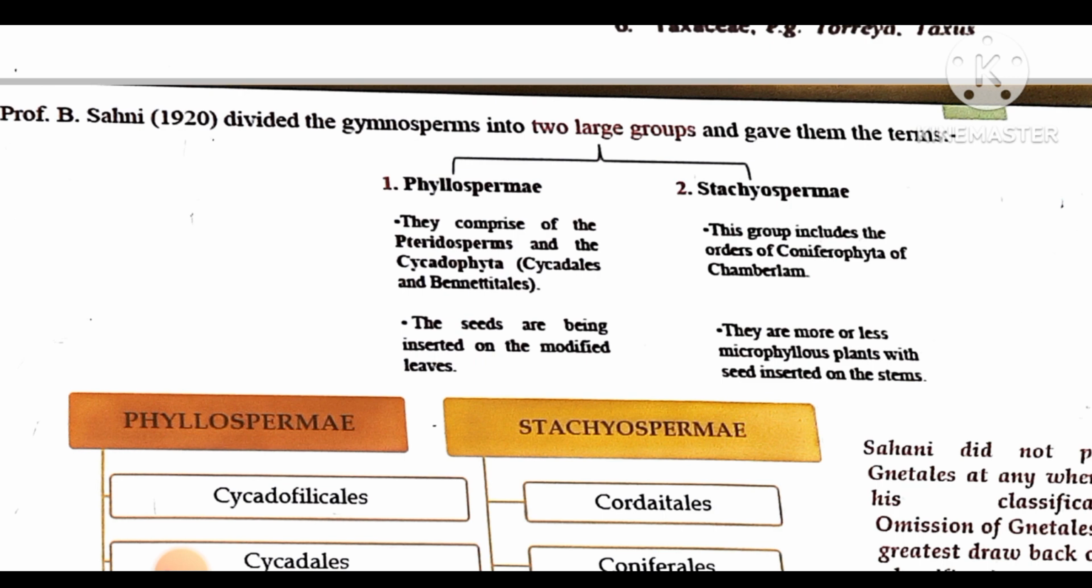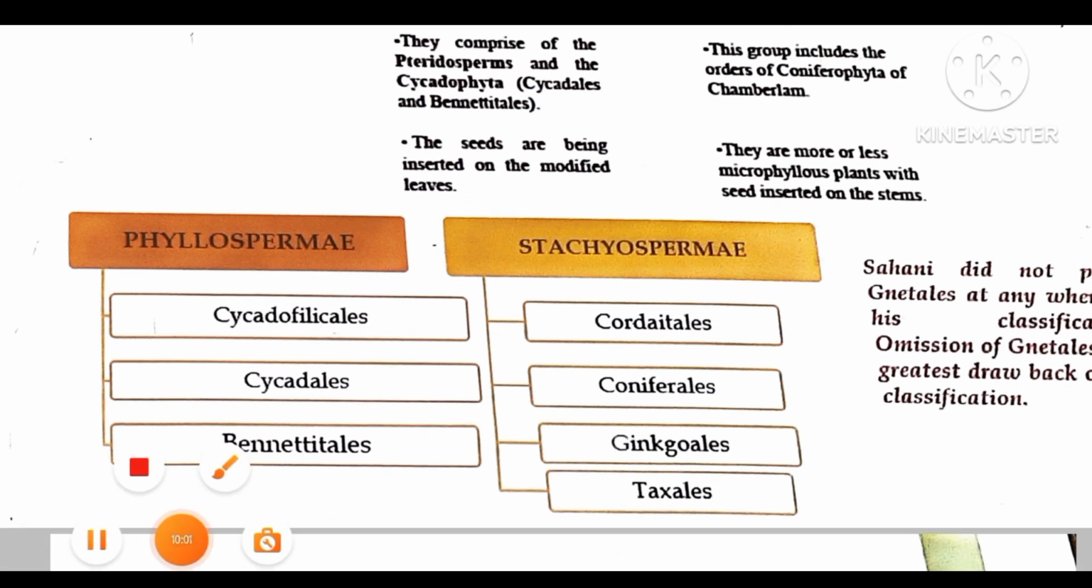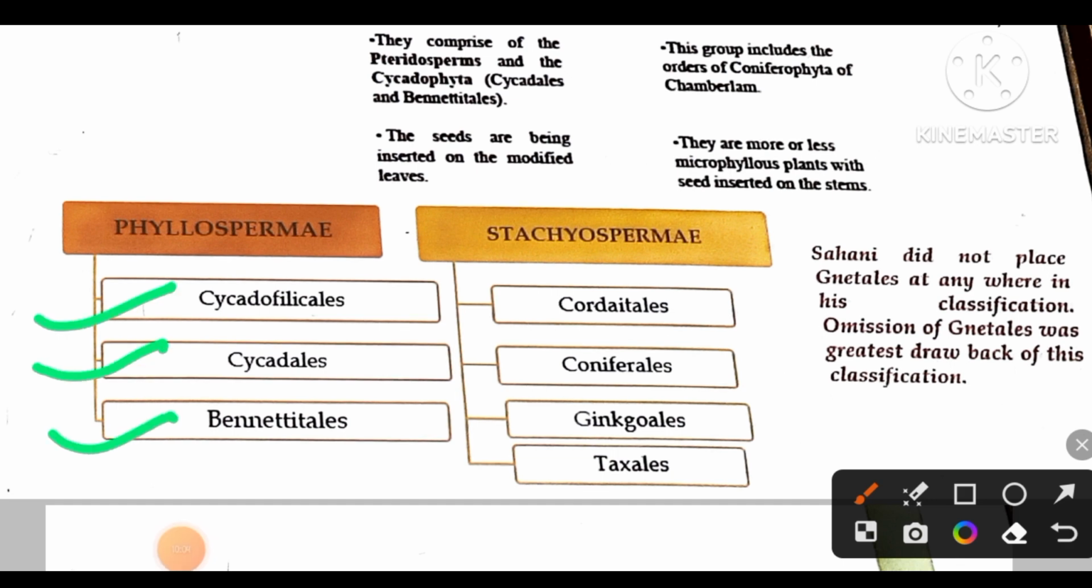So in Phyllospermy, he placed the Pteridosperms and the Cycadophyta. Under Cycadophyta he put two groups, that is the Cycadales and Bennettitales. Then in Stachyospermy, he placed the Coniferophyta, right? That is Cordaitales, Coniferales, Ginkgoales, and Taxales. And you can say that the drawback of Sahni is that he didn't place the Gnetales anywhere in the gymnosperms.